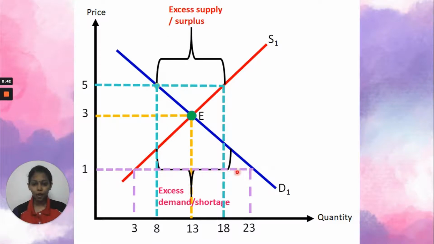At the price 1, the quantity supplied is 3, whereas the quantity demanded is 23. In this situation, quantity demanded is more than quantity supplied. So shortage or excess demand occurs here. This means that the product is demanded more by the consumers, while the suppliers only supply a little amount of that product.